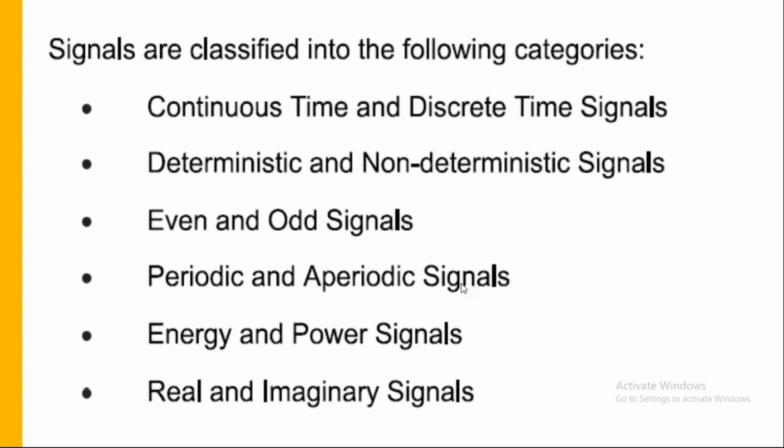Now try to understand the importance of the classification of signals. The first one is continuous time and discrete time signal. The second one is deterministic and non-deterministic signal, and the third one is even and odd signal. The fourth one is periodic and aperiodic signal, the fifth one is energy and power signals, and the last one is real and imaginary signals. Now we'll see each and every signal in detail.